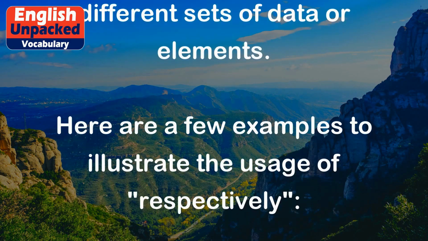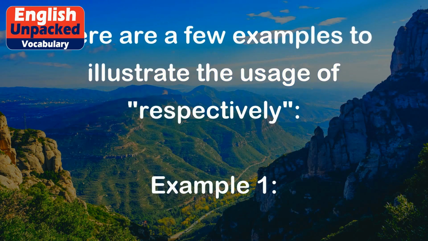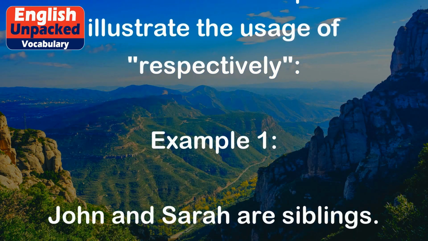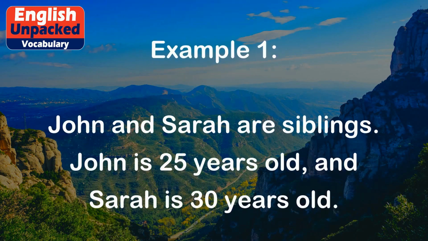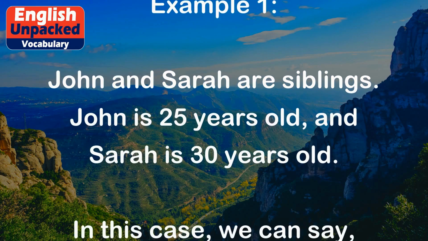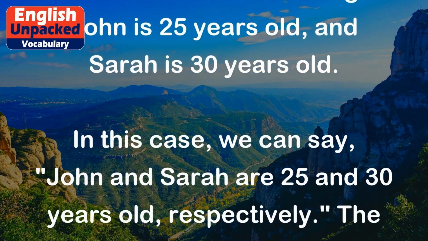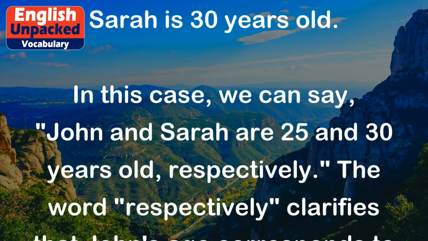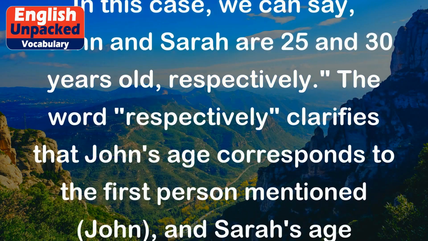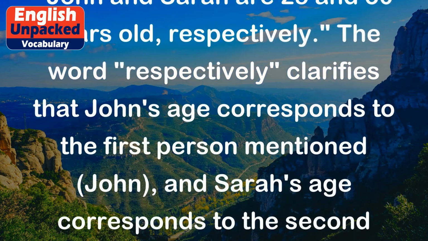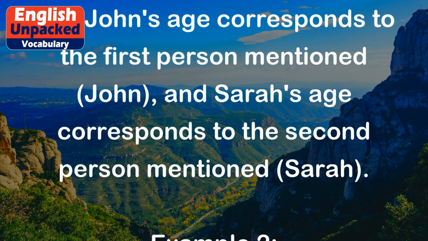Example 1. John and Sarah are siblings. John is 25 years old, and Sarah is 30 years old. In this case, we can say, John and Sarah are 25 and 30 years old, respectively. The word respectively clarifies that John's age corresponds to the first person mentioned, John, and Sarah's age corresponds to the second person mentioned, Sarah.